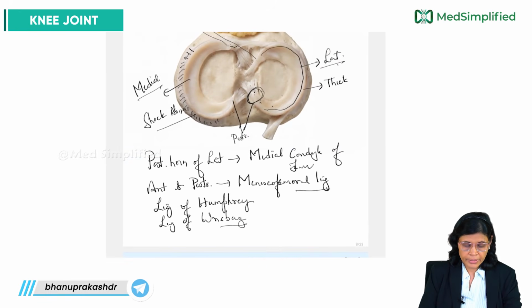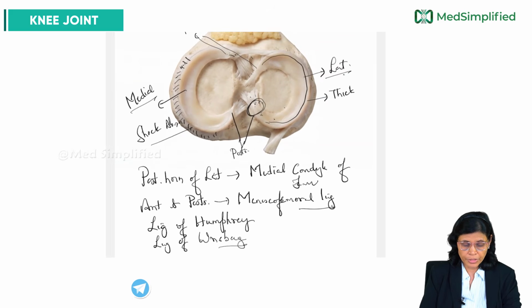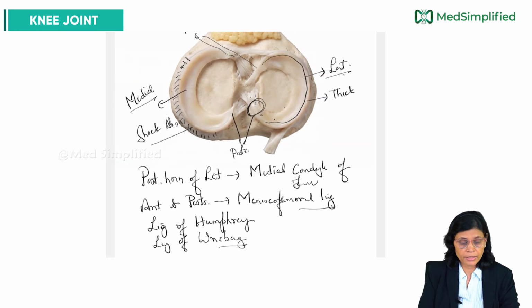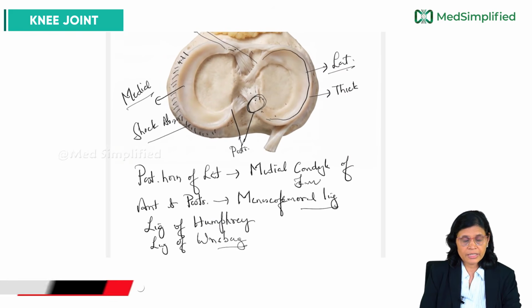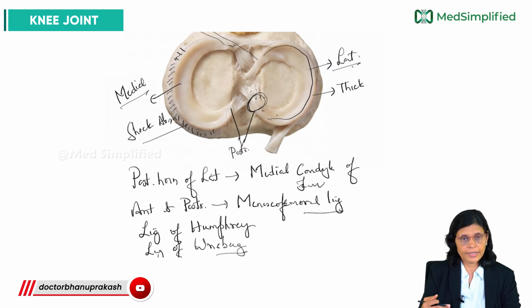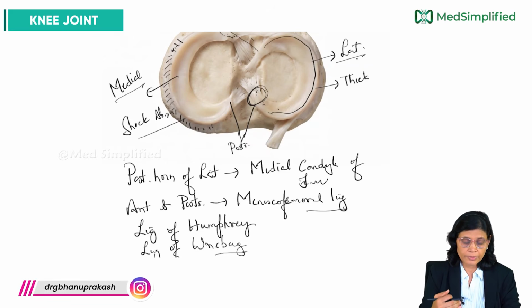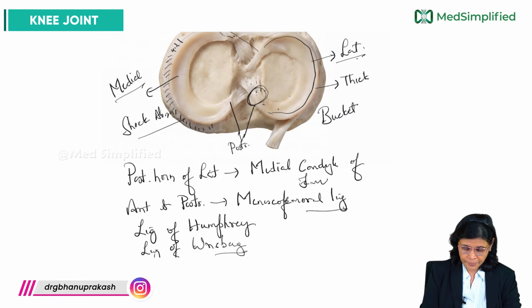Here, a word about its injuries. The medial meniscus is more prone to injury, so meniscal tears are very common. It is basically caused by twisting strains of the knee joint, especially in a slightly flexed knee, like while kicking in football. The meniscus may get separated from the capsule, or it may be torn longitudinally.